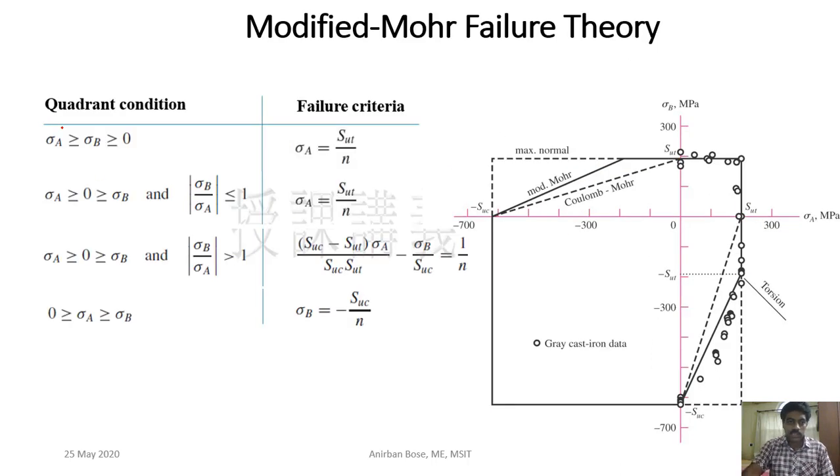If you give a mathematical form of that for the plane stress situation, you see these 4 situations and the failure criteria. You can see this will be the failure criteria. Okay, you can easily derive these things. I am not spending time on it.